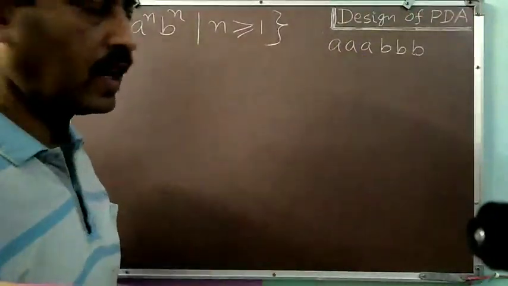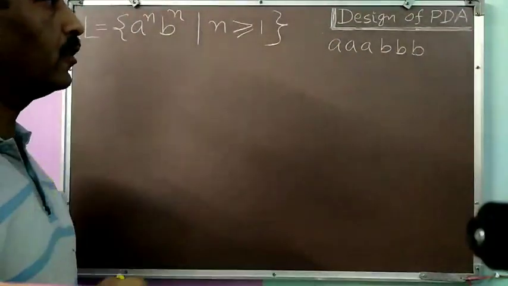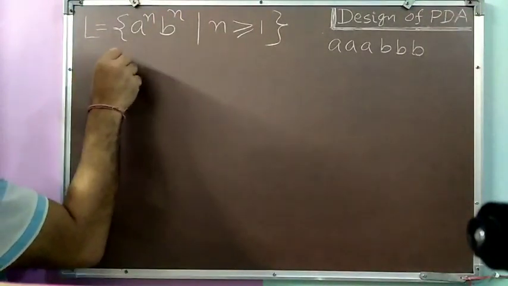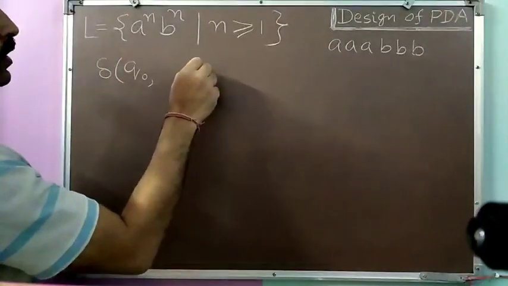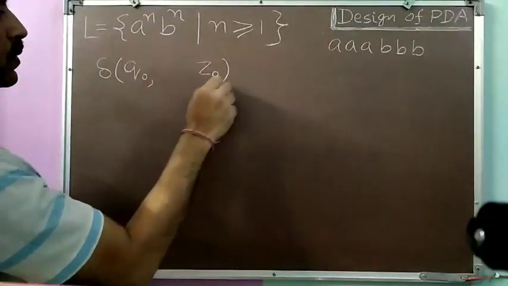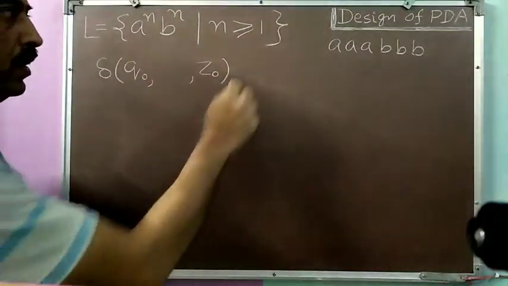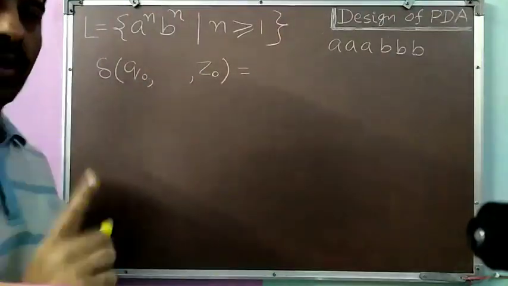Now let us start writing the transition function corresponding to this kind of processing. First of all, you will start with delta Q0 Z0, and in between we have to write the input string. So what should I write here? Here I can write A and B both.